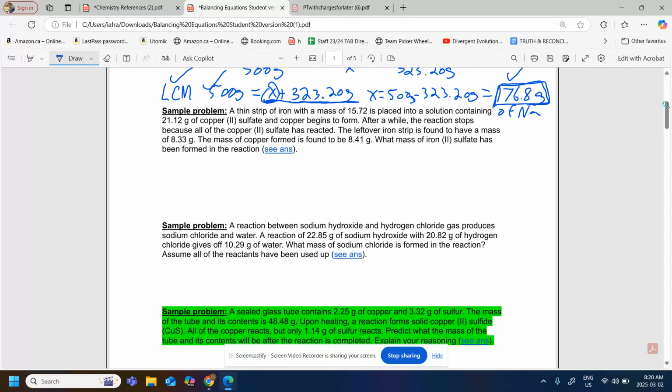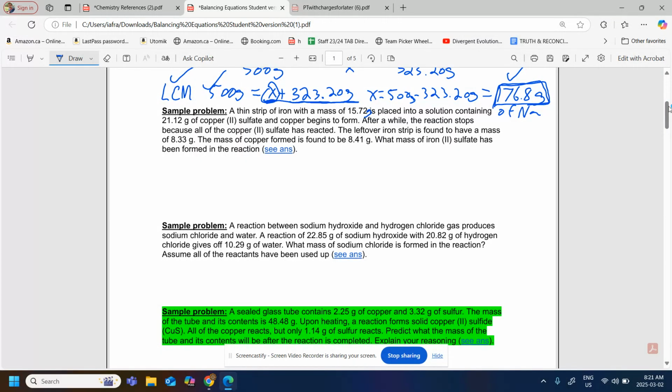So a thin strip of iron with a mass of 15.72 grams is placed in a solution containing 21.12 grams of copper 2 sulfate, and copper begins to form. After a while, the reaction stops because all the copper 2 sulfate has reacted. The leftover iron strip is found to have a mass of 8.33 grams. The mass of copper formed is found to be 8.41 grams. What mass of iron 2 sulfate has been formed in the reaction?